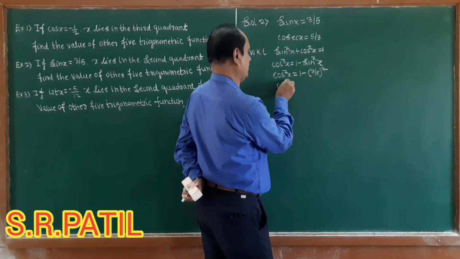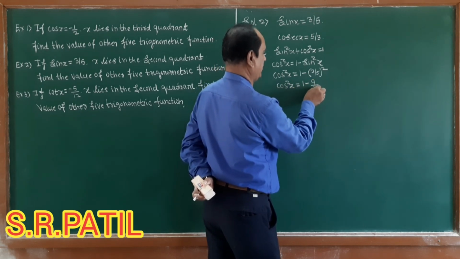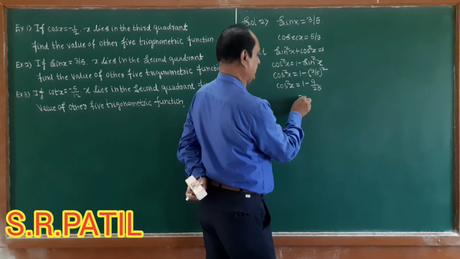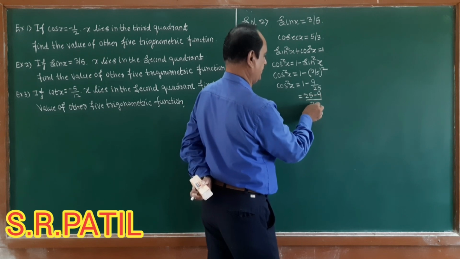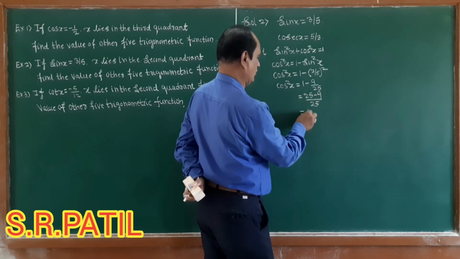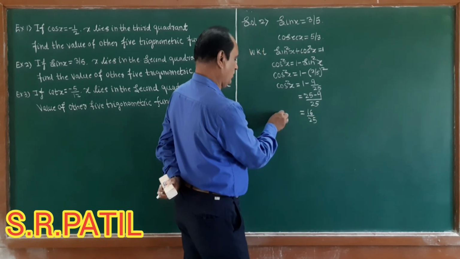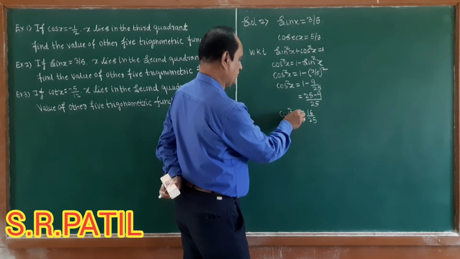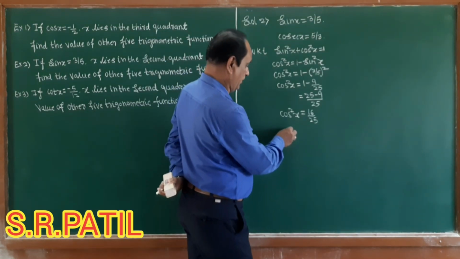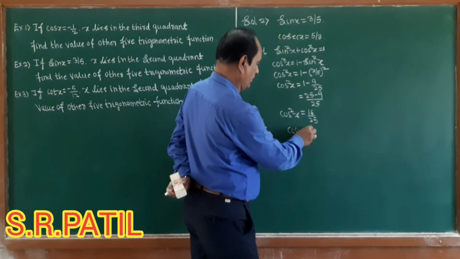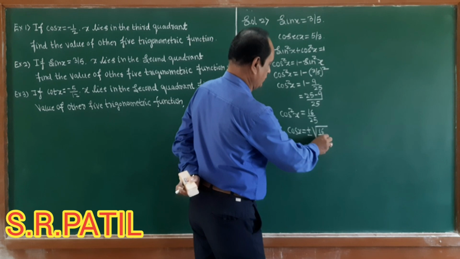Again write in simplest form: cos square x is equal to 1 minus 9 divided by 25. By taking the LCM 25, it is 25 minus 9 divided by 25. So this is equal to 16 divided by 25, the value of cos square x. So you have to write the cos x value. Therefore, cos x is equal to plus or minus square root of 16 divided by 25.